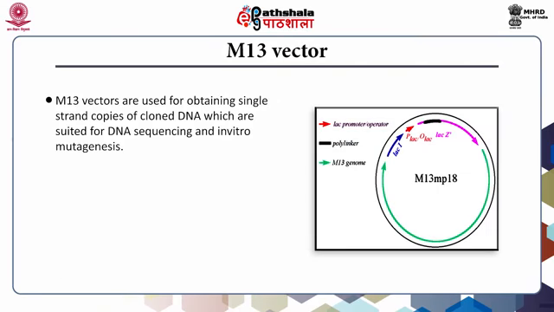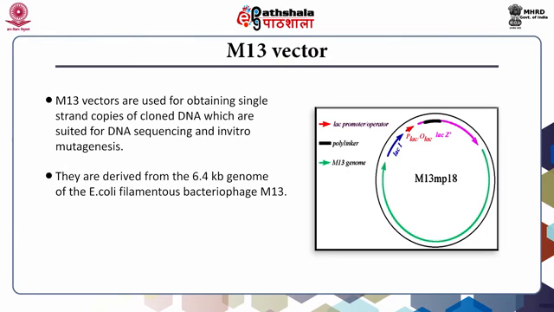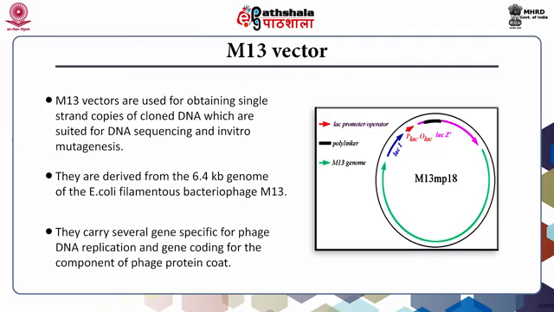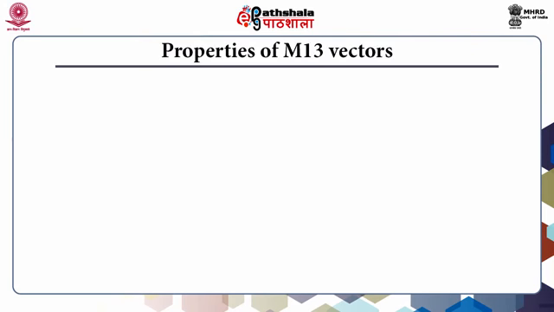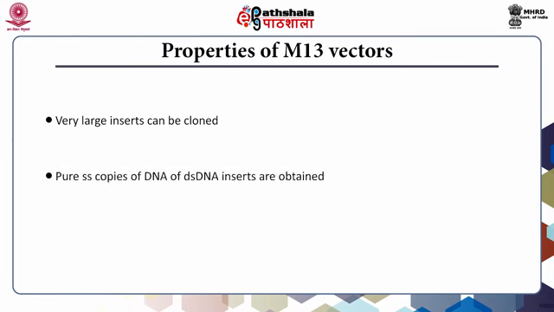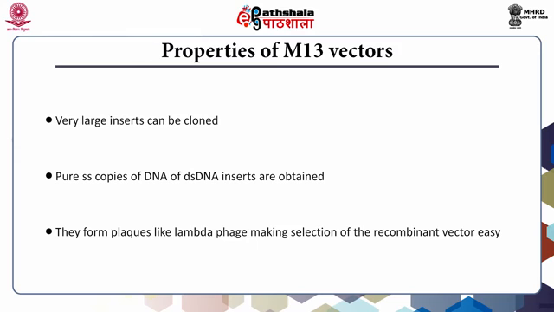M-13 vector. M-13 vectors are used for obtaining single-strand copies of cloned DNA, which are suited for DNA sequencing and in vitro mutagenesis. They are derived from the 6.4 kb genome of the E. coli filamentous bacteriophage M-13. They carry several genes specific for phage DNA replication and genes coding for the components of the phage protein coat. Properties of M-13 vectors: very large inserts cannot be cloned. Pure single-stranded copies of DNA of double-stranded DNA inserts are obtained. They form plaques like lambda phage, making selection of the recombinant vector easy.